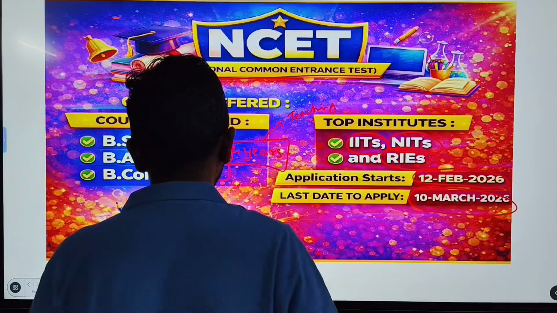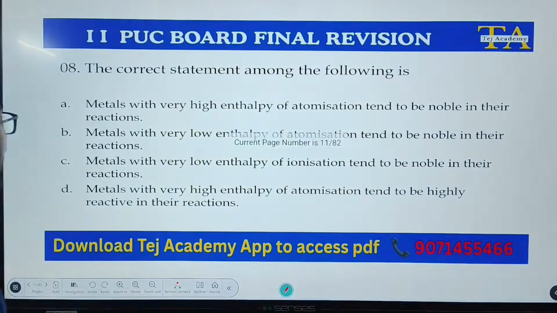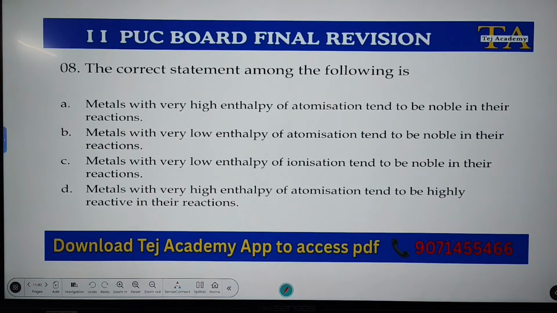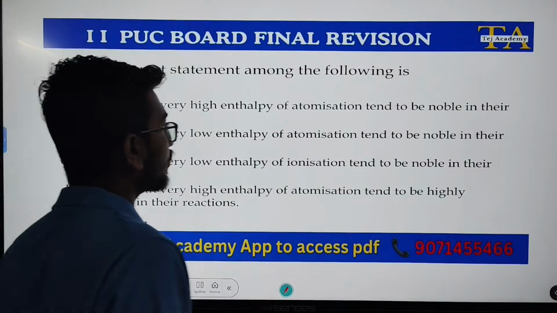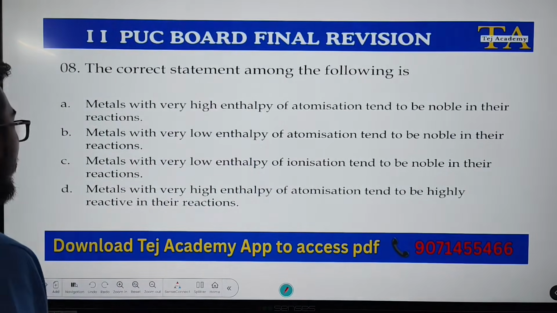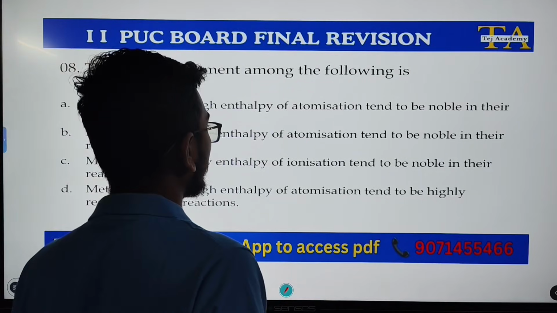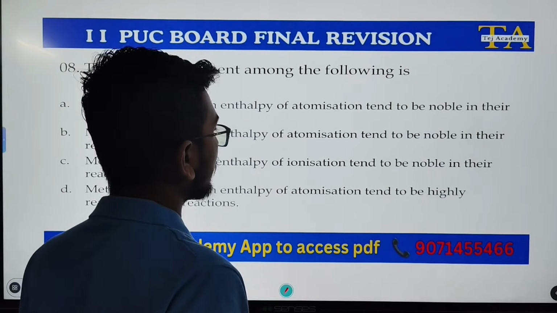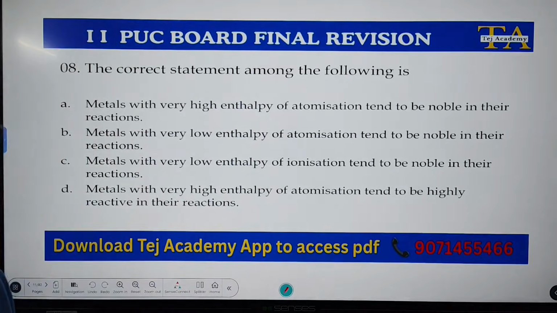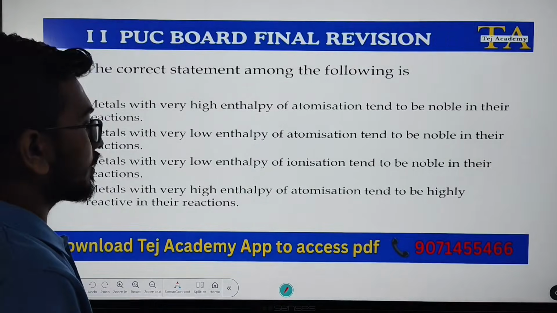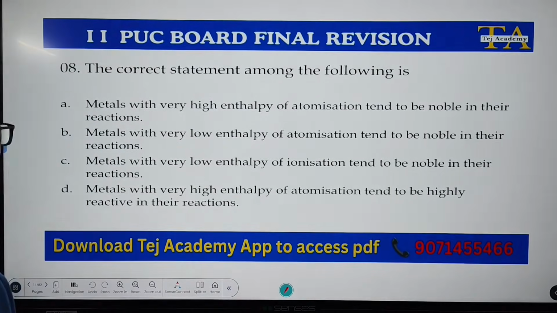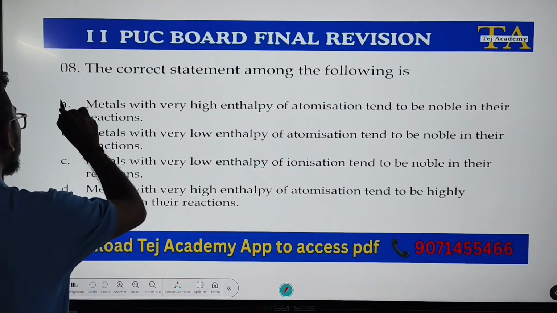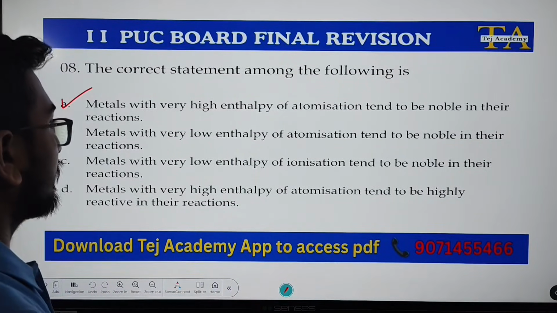Yes, we'll continue. So the next question, the correct statement among the following is: metals with very high enthalpy of atomization tend to be noble in their reactions; metals with very low enthalpy of atomization tend to be noble in their reactions; metals with very low enthalpy of ionization tend to be noble in their reactions; metals with very high enthalpy of atomization tend to be highly reactive in their reactions. So option A is the right answer.